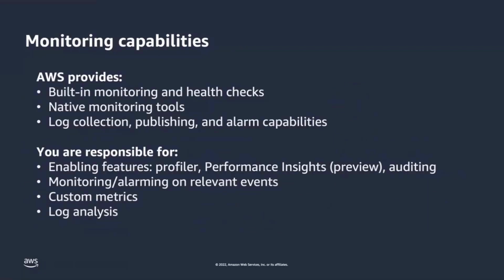And just to round out the introduction to the session here today, in terms of monitoring, which is really the focus, it's split. There's two areas of responsibility, right? AWS responsibility and your responsibility. In terms of monitoring, AWS provides over 50 metrics published by DocumentDB and available to view and monitor within CloudWatch. Native monitoring tools, like I mentioned, just CloudWatch, Performance Insights, profilers, built-in log collection, publishing, and alarm capabilities. So that's what AWS provides.